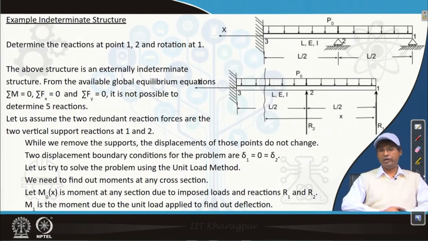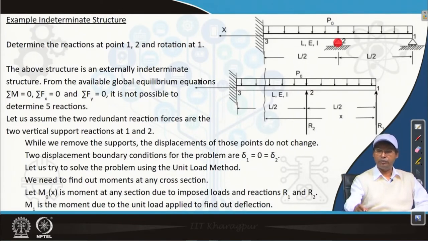This is one more example of an indeterminate structure. Here we will be following the unit load method. It is a cantilever beam, but there are two supports, 1 and 2, under a uniformly distributed load P 0. These supports 1 and 2 are equidistant apart, that is L by 2 and L by 2. And since there are roller supports, only vertical reactions are to be considered. So, the total number of unknowns here are 5, 3 here, though we do not have any force in the x direction, but we have that equation, we have that unknown.